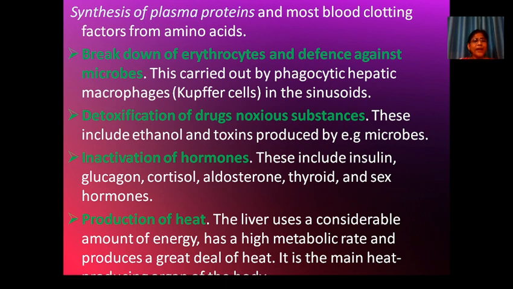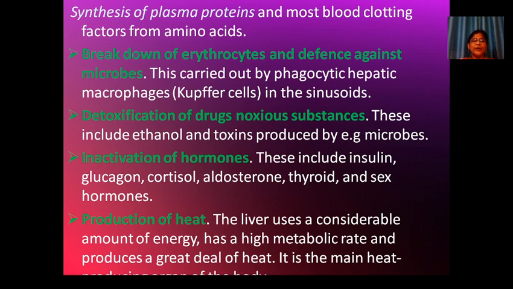Okay. And next function, breakdown of erythrocytes and defense against microbes. These are carried out by the special cells, the Kupffer cells in the sinusoids. Okay, already we discussed. Next is the detoxification of drugs and noxious substances. These include ethanol and toxins produced by microbes. This function is very important. And inactivation of hormones.